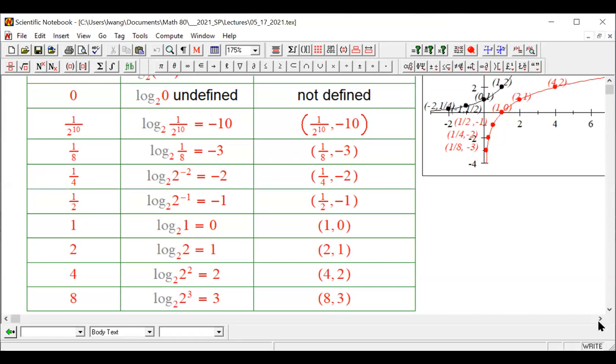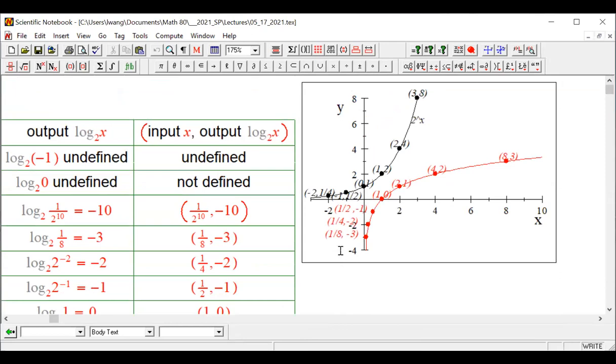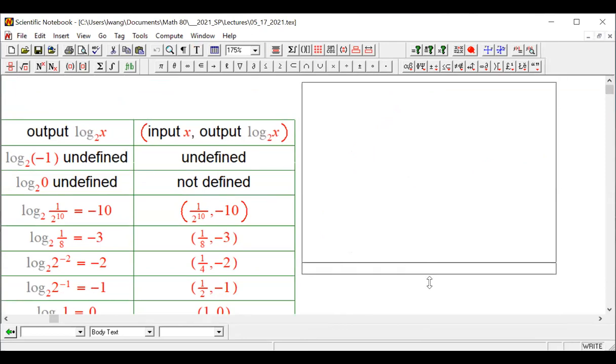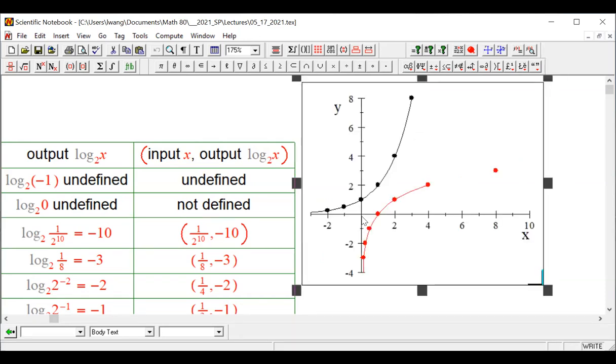Okay. And you're going to see some other interesting phenomena here. When we plot the points, you can see that these 2 points seem to have some kind of rhythm. You just switch the input and output, and you get the other. What is that? These 2 functions are also called inverse functions of each other.